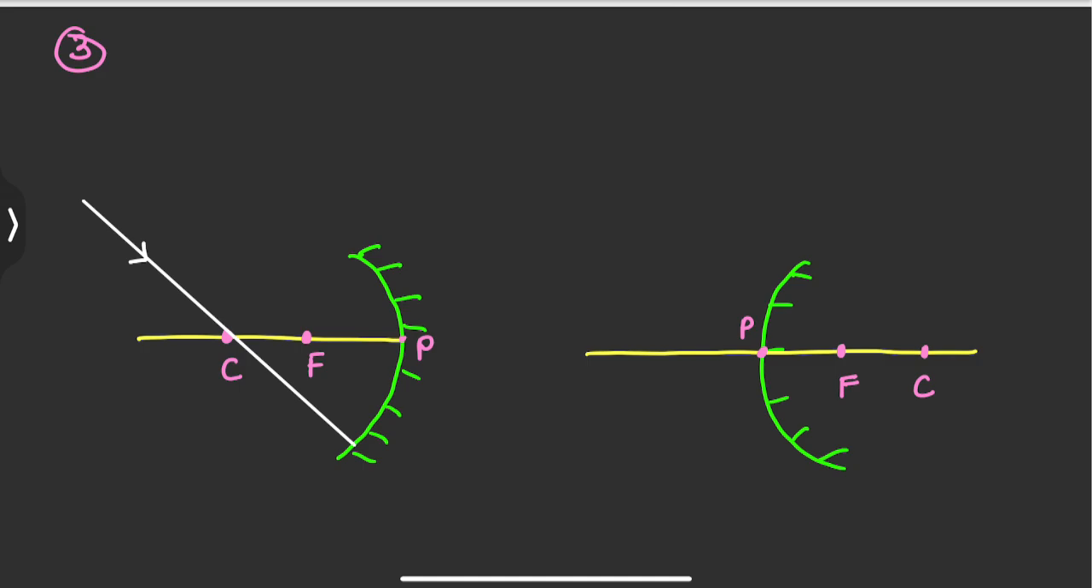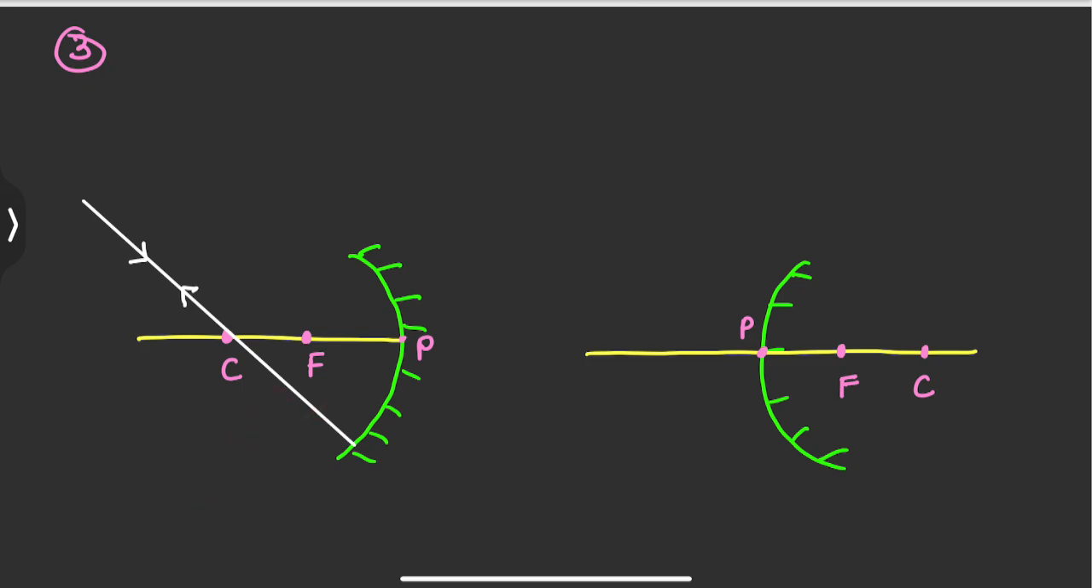So after passing through the center of curvature, the reflected ray also will pass through the center of curvature like this. Meaning, this is the incident ray. It passes like this through center of curvature. So after getting hit at the surface, that is reflecting surface, it will bounce back in the same direction. It will come back like this. The reflected ray also will pass through the same center of curvature. So this is the third standard incident ray.